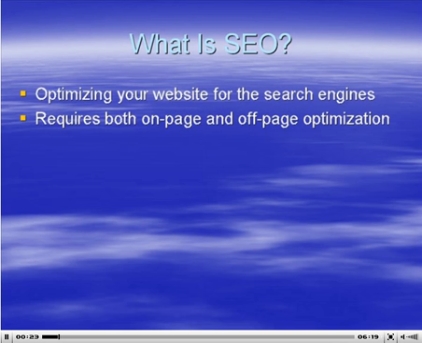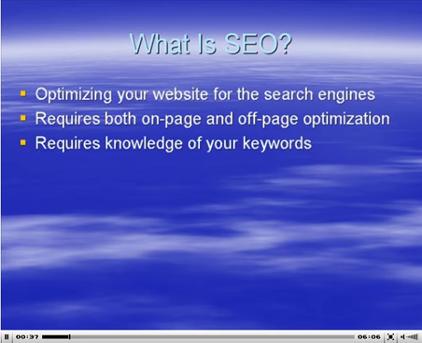Off-page SEO is what the rest of this course is really about. It's about link building, link swapping, building link bait, and so on and so forth. On-page SEO is about tweaking your website, the code of your website, so that it is basically optimized for your keywords, which means you've got to know your keywords.